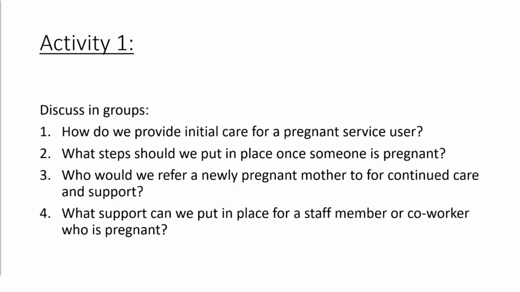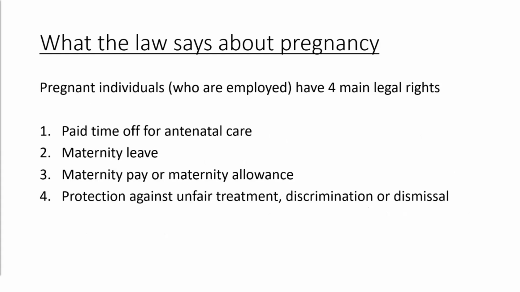And this leads nicely into what we're going to start talking about next, what the law says about pregnancy. People who are pregnant have 4 main legal rights. We have the right to paid time off for antenatal care, the right to maternity leave, the right to maternity pay or maternity allowance, and protection against unfair treatment, discrimination, or dismissal. And we're going to go through these in a little bit more detail.